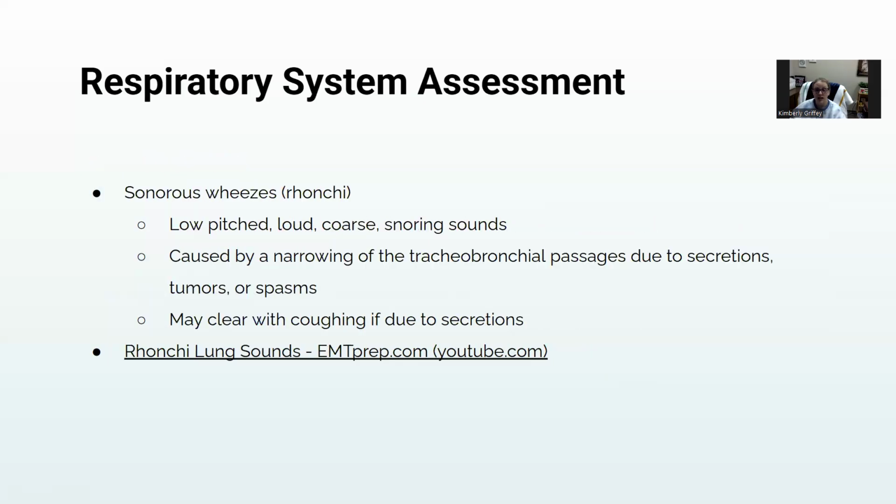Then you have sonorous wheezes, also called rhonchi. These are low-pitched, coarse snoring sounds. And these are caused by a narrowing of the tracheobronchial passages due to secretions. If they have an increase in secretions, if they have a tumor in that part of the lungs, or if they're having lung spasms. If they cough, these can clear if it's due to secretions. And I've got a video listed here for rhonchi.